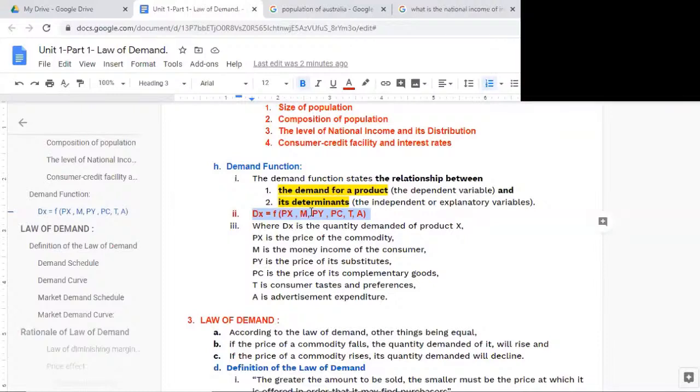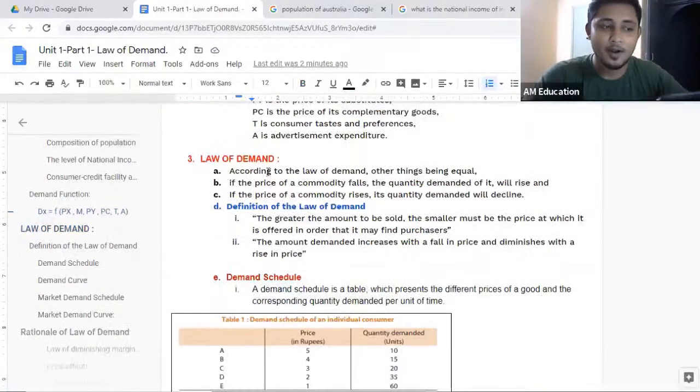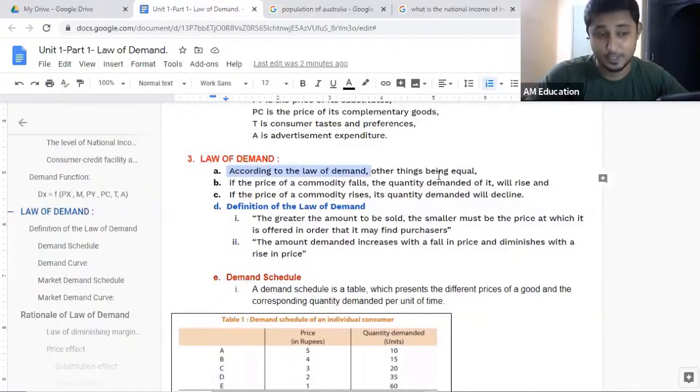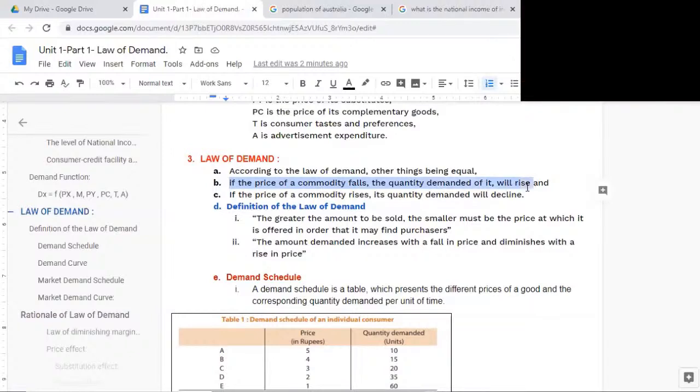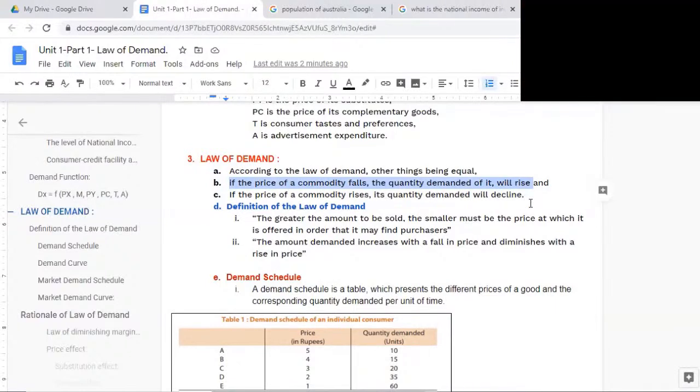Okay, sir. Demand function. And that is nothing but the law of demand. According to the law of demand, other things being equal, if the price of a commodity falls, what happens to the quantity demanded of it? Will rise. Price of commodity falls, the quantity demanded of it will rise. And if the price of commodity rises, the quantity demanded will decrease. That is nothing but the law of demand.